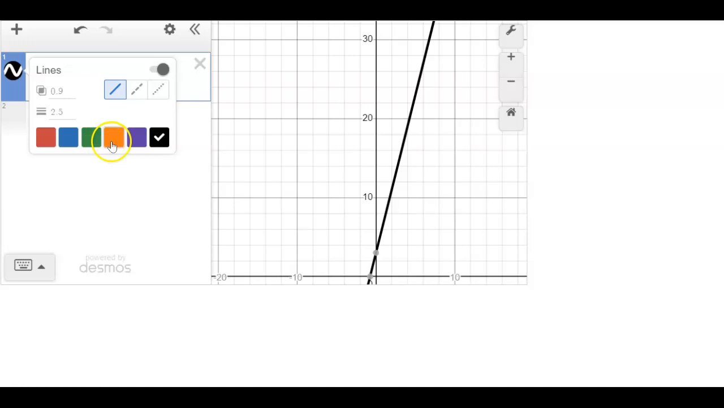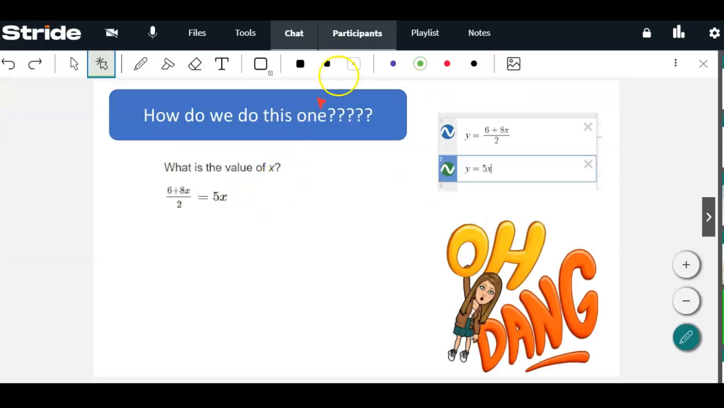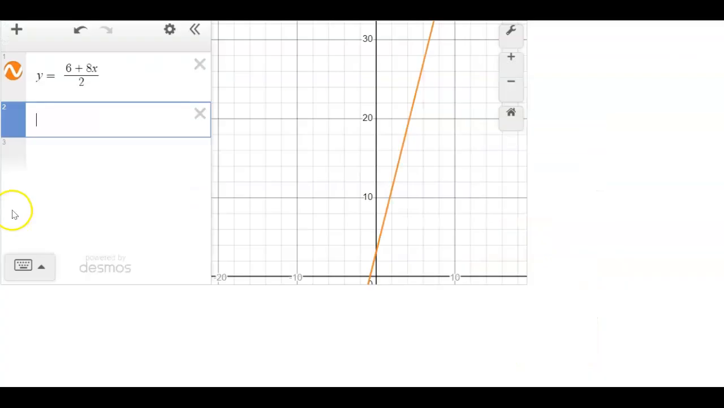I'm going to go ahead and change that color. Let's do orange. All right, next one, we're going to put on this side 5x. So we're going to do y equals 5x. Looks like it's right here.